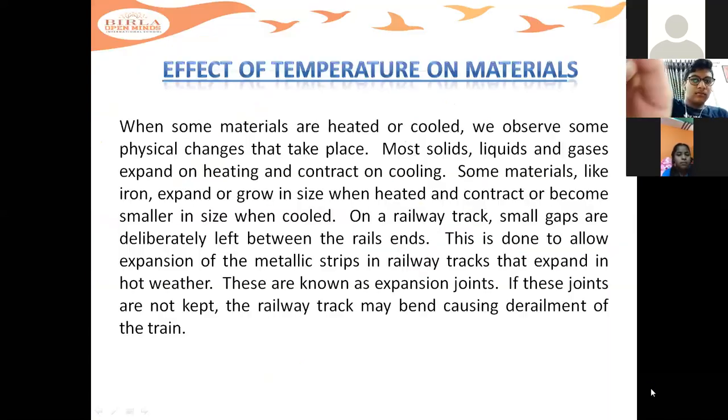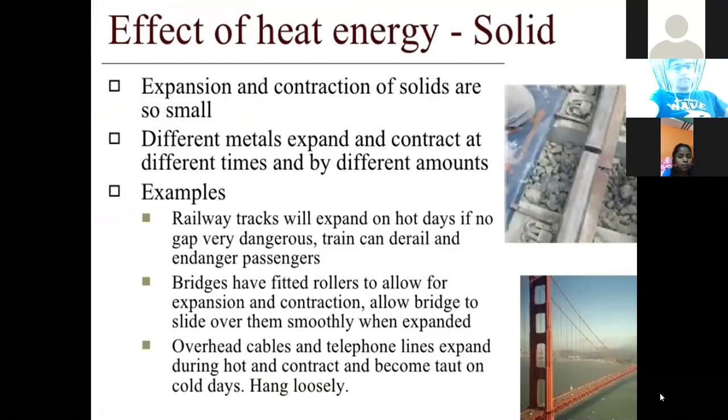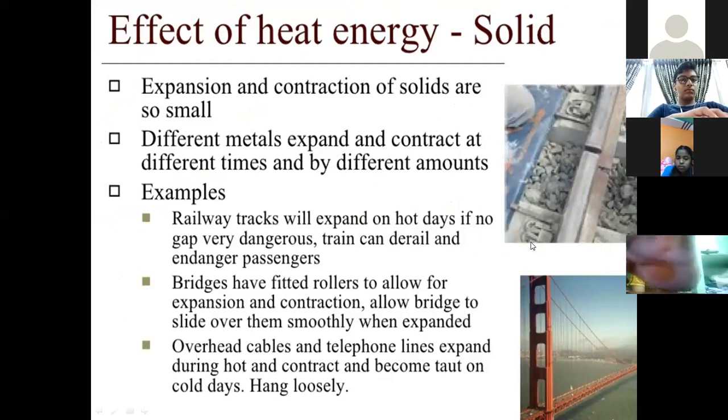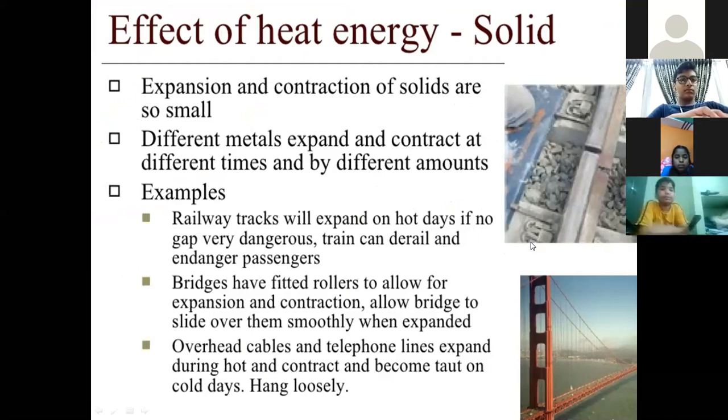So yesterday we discussed the effect of temperature on different types of materials. We have seen the expansion and contraction of solids, for example the railway tracks and the bridges, because they are made up of iron. They are made up of metal. So metals have a property of expansion when they are heated up, and when they are cooled down, they contract.